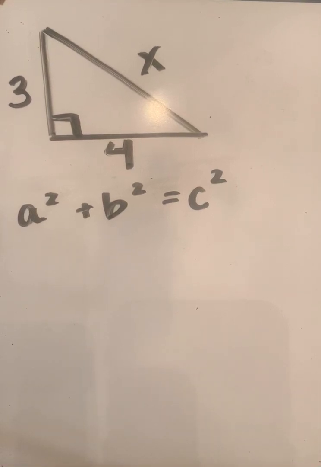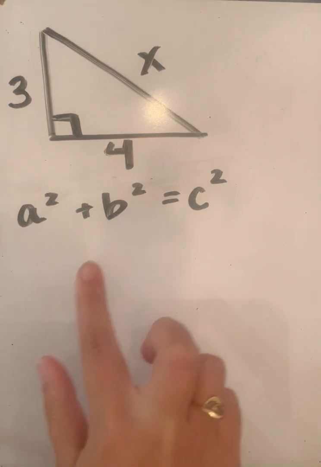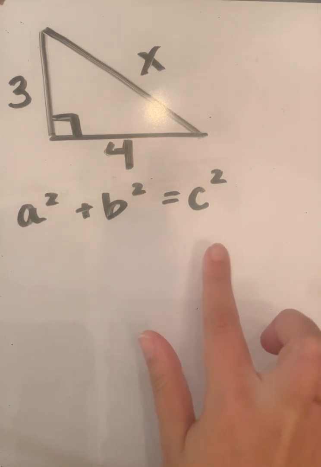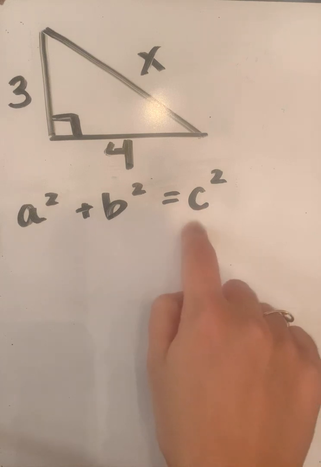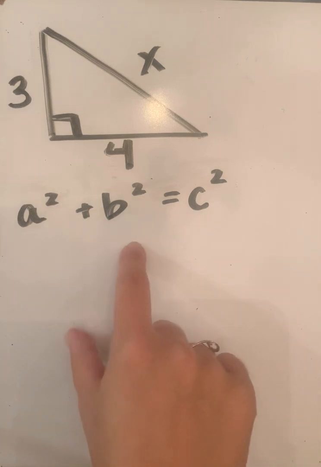Hi everyone, today we're going to talk about the Pythagorean theorem. The Pythagorean theorem says that a squared plus b squared equals c squared for any right triangle, where c is the hypotenuse and a and b are the two legs.